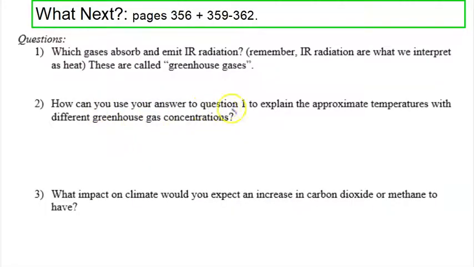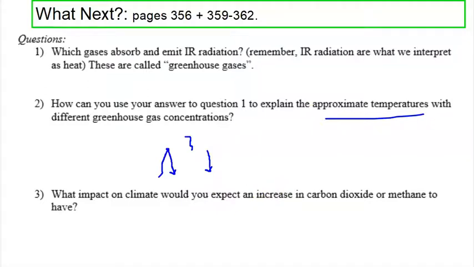How can you use your answer to question 1 to explain the approximate temperatures with different greenhouse gas concentrations? So as there were more greenhouse gas concentrations, the infrared radiation that we saw shooting up from the Earth wasn't able to go straight up. It sometimes looked like it was bouncing back down. Well, it wasn't actually bouncing, it was getting absorbed and then re-emitted, and sometimes it would actually get re-emitted back up, whereas other times it would get shot back down. And so if it shoots back down, that means more energy is returning to Earth, which increased the temperature.